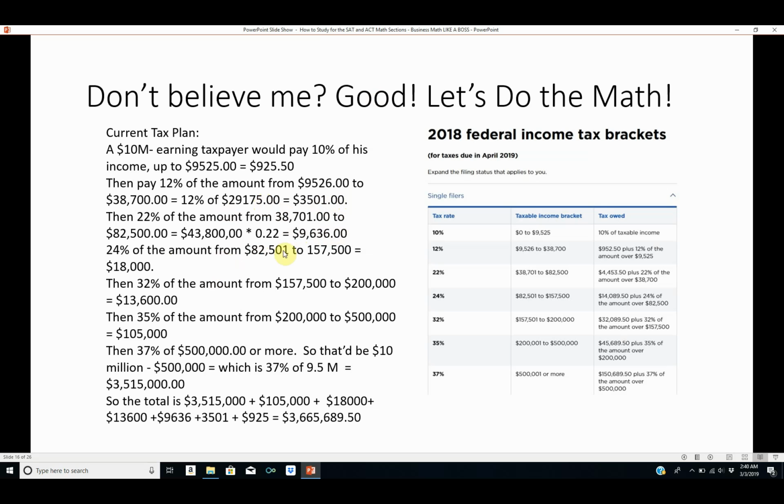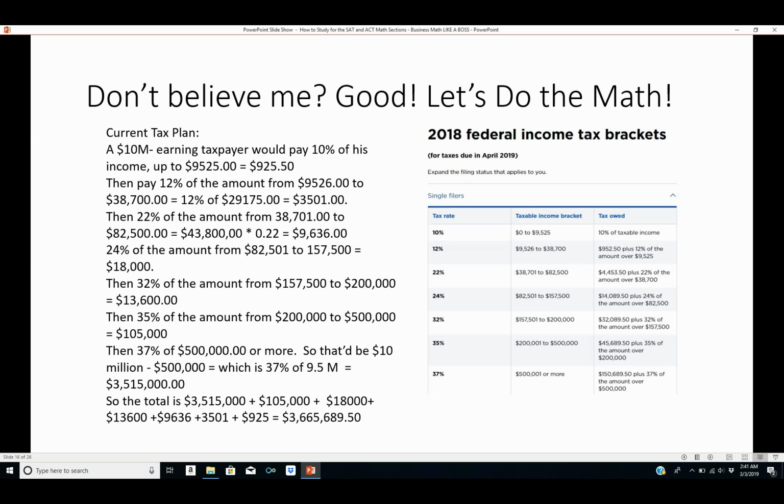24% of the amount from $82,501 to $157,500, which is $18,000. Then 32% of the amount from $157,500 to $200,000, which is $13,600. Then from $200,000 to $500,000, you pay 35%, which is $105,000. That's 35% of $300,000. And then 37% of everything that's $500,000 or more. So that would be 37% of $9.5 million, which is $3,515,000.